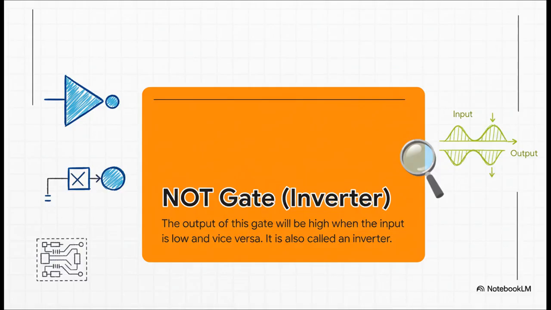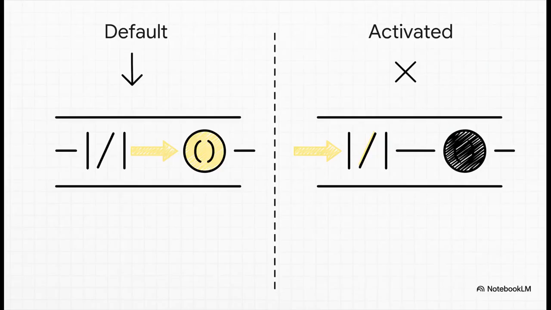Okay, the last one in our basic trio is the NOT gate. Some people call it an inverter. Its job is dead simple. It just flips whatever you give it. So if the input is off, the output is on. And if you turn the input on, the output immediately turns off. It's the opposite day gate.